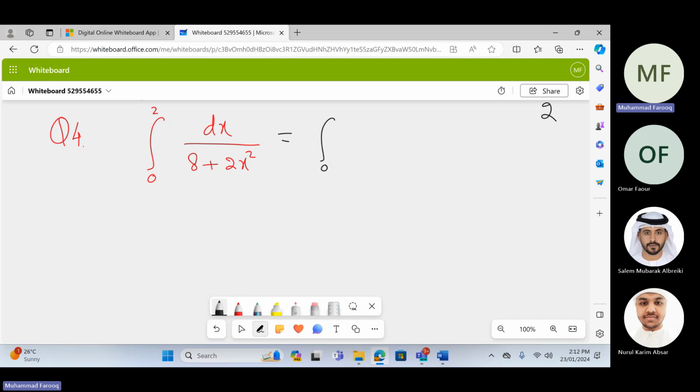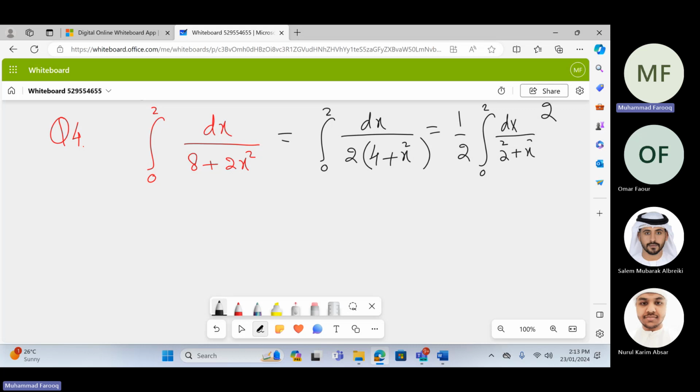So integrate from 0 to 2 dx divided by, take 2 as a common factor, and by chance 8 becomes 4, plus x squared. This 2 you can take outside, just for the sake of simplification. Now we have 0 to 2, dx divided by, how do we write 4 as a square? 2 squared, so this is 2 squared plus x squared.